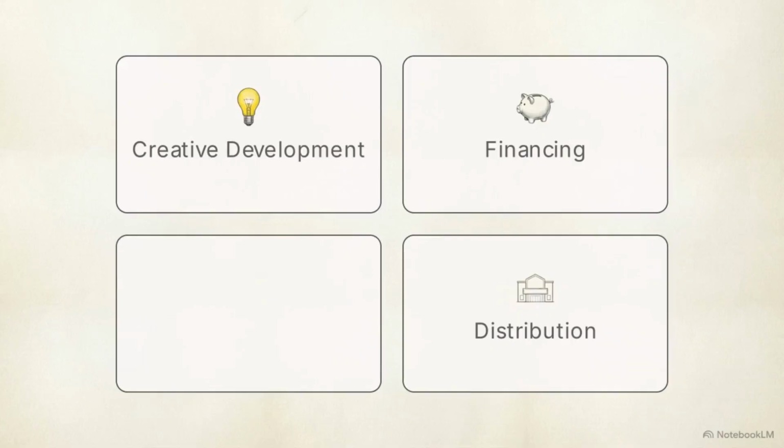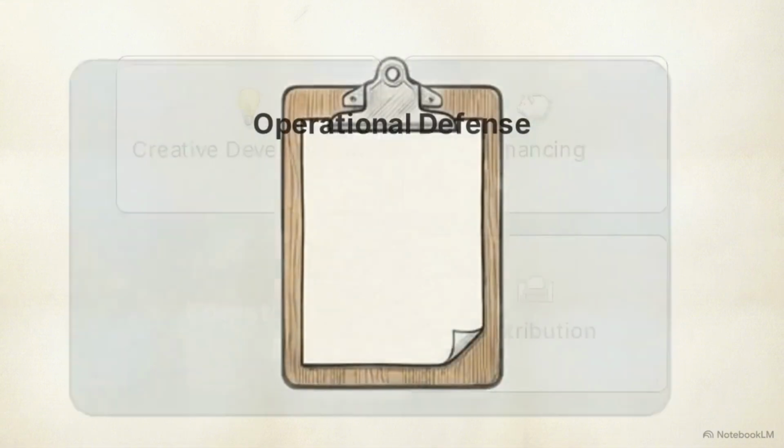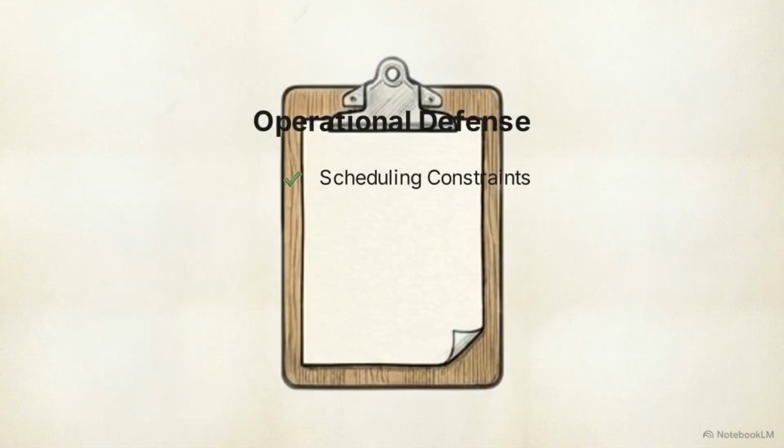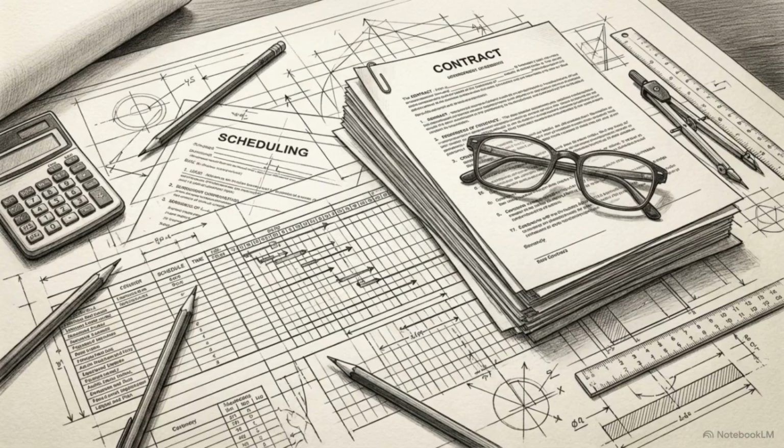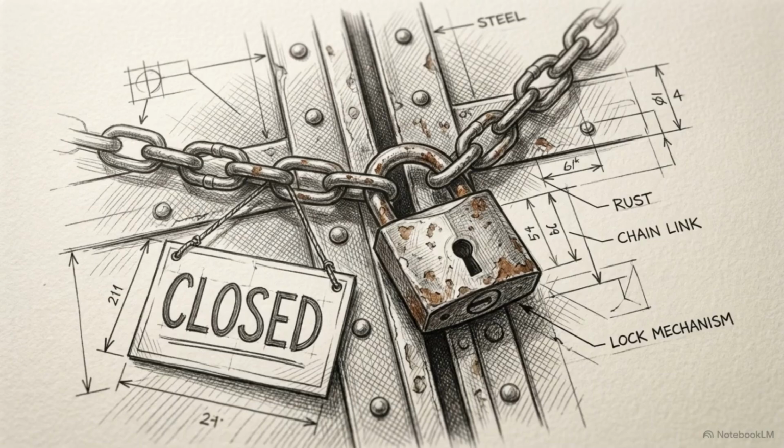Moving down, this diagram shows Quadrant 3, logistics. Think of this as your operational defense. List your scheduling constraints, legal affairs, shooting permits, and production insurance here. These tasks lack glamour, but ignoring them actively endangers your film's artistic integrity. Skipping a permit or failing to get insurance can result in a total production shutdown.